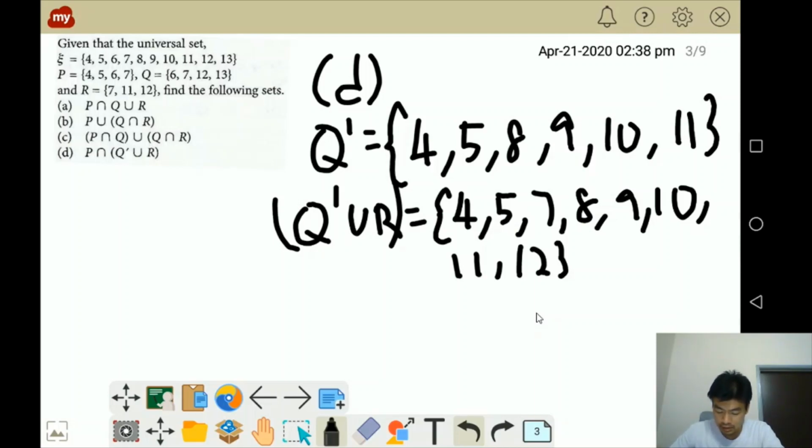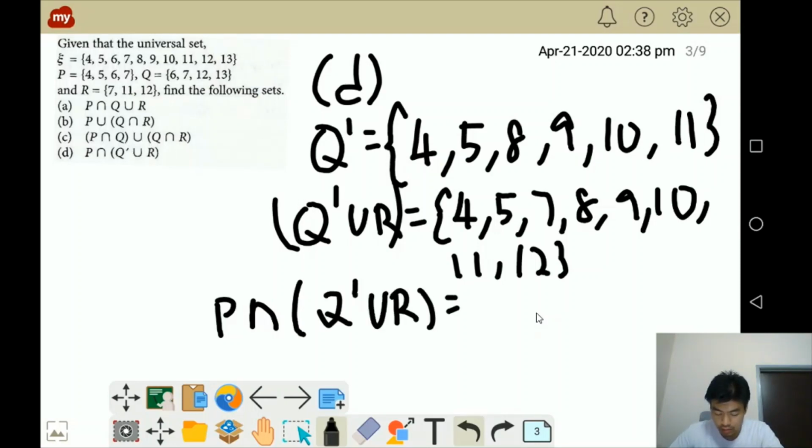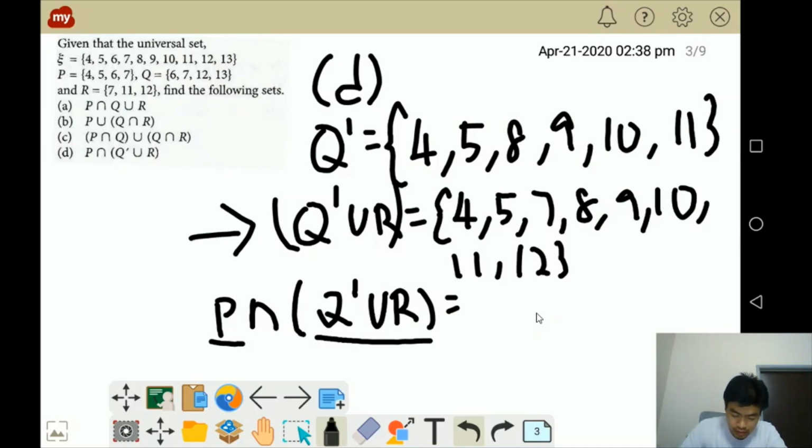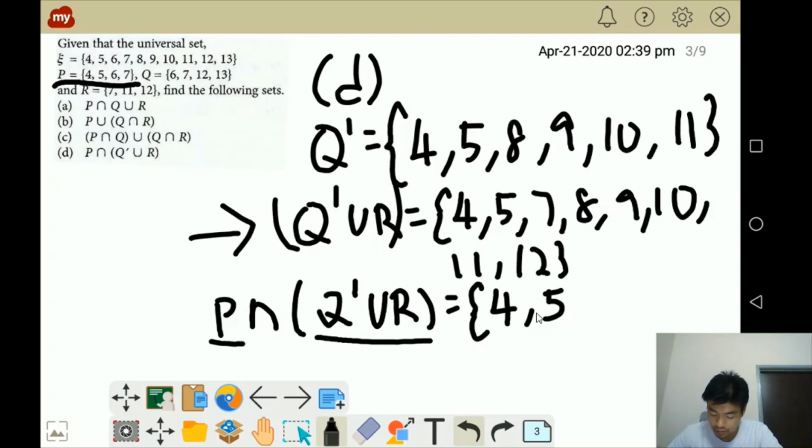Now, this intersect with P, right? Okay, I'm going to list down the thing that I want to find. P intersect with Q prime union R. Can you do that? What does the intersect mean? Intersect simply means find the common elements for this set and set P. So look at your answer over here and look at the set P over here. What are the common elements? Okay, I'm sure you can see that already. The answer is 4, 5, 6, no, 6 is not there, right? And 7. There you go. This is the answer. Alright? Okay, good.